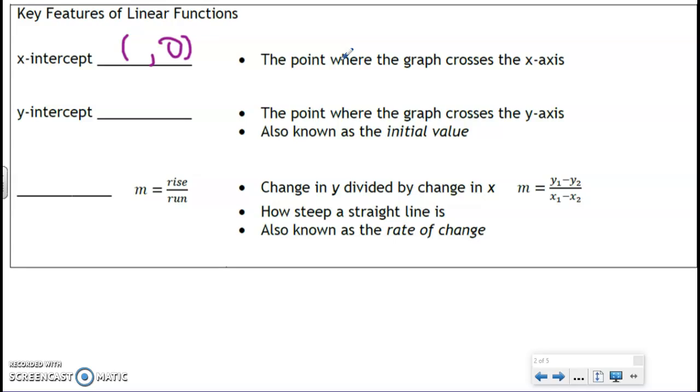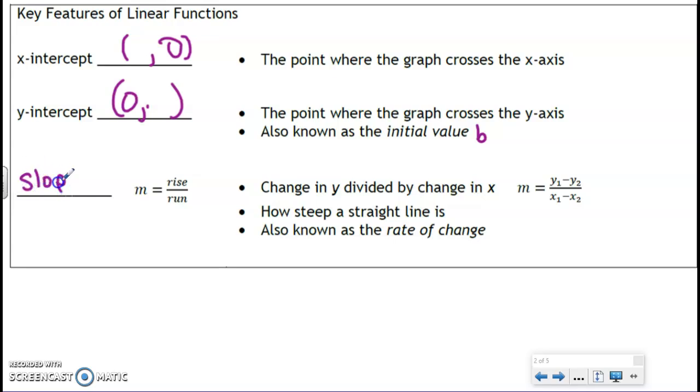The y-intercept is the point where the graph crosses the y-axis. When you look at the graph, you're going to find the y-axis there. Here, I lost my connection. Okay, you're going to find the point where it crosses the y-axis and write it as an ordered pair, 0, comma, whatever the number is. This is also known as your initial value or your b when we graphed last unit.